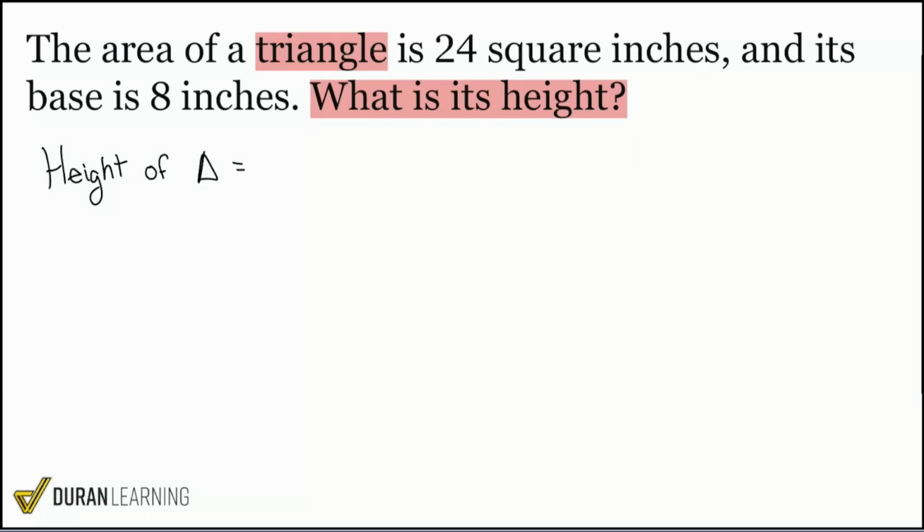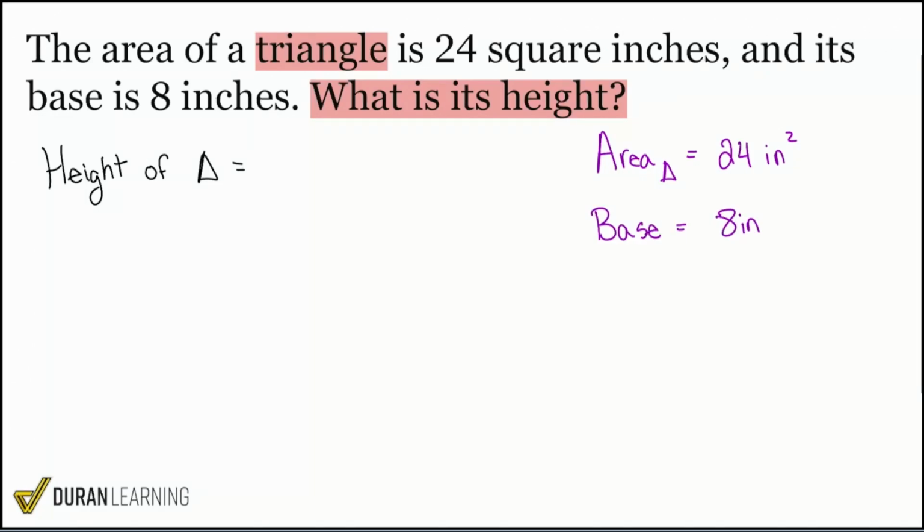Yeah, we're given the area and we're given the base. Exactly, we're given the area and we're given the base. So with that, we have the area of the triangle being 24 square inches. And then we have the base being 8 inches.